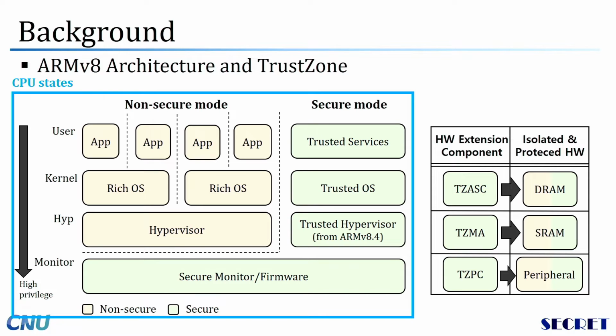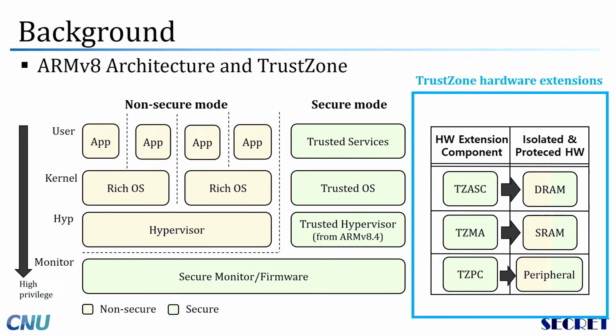It generally saves and restores the context of each environment. In addition to the CPU state separation, TrustZone enables protecting memory and peripherals. This is achieved by providing TrustZone hardware extensions.